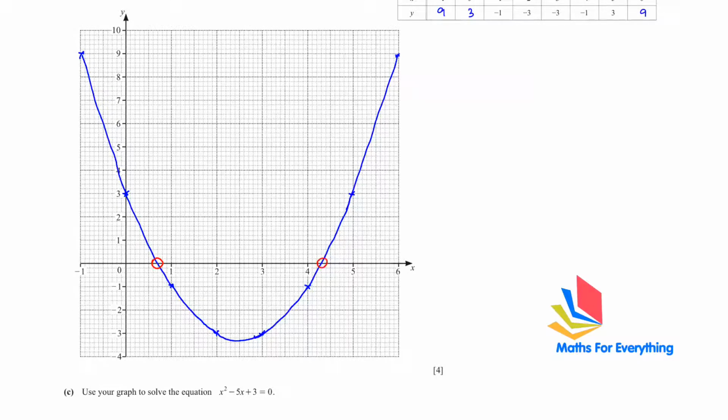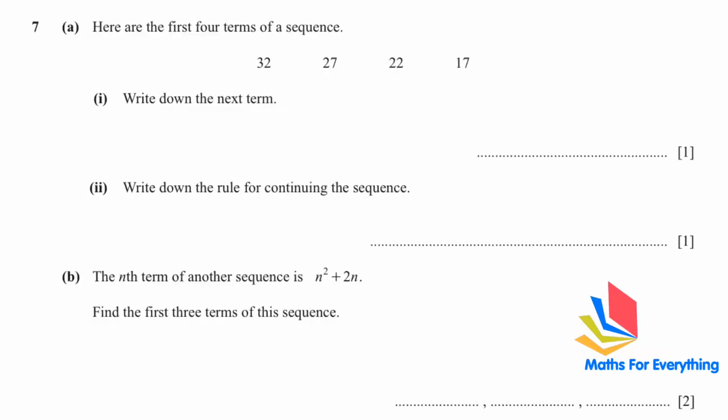So these are our 2 points. We have 0.8 and this is 4.3. If you have a range from 0.6 to 0.8 or from 4.2 to 4.4, your answer will be accepted.